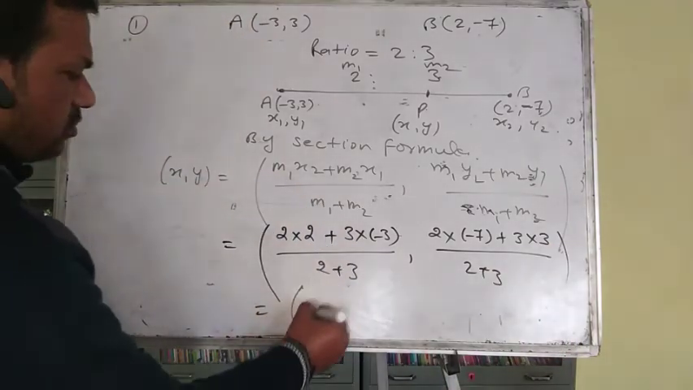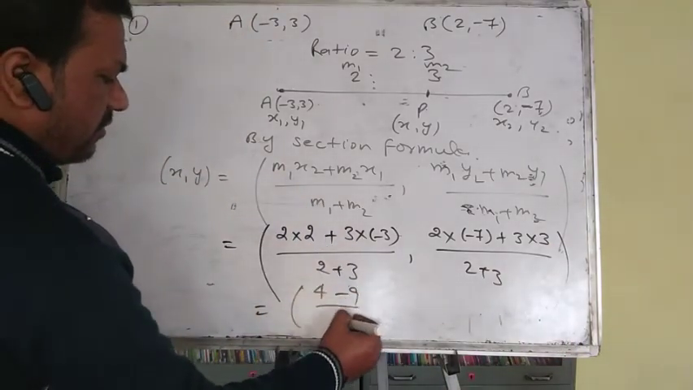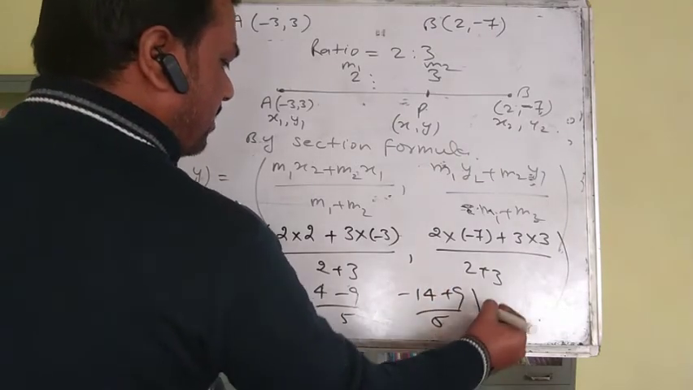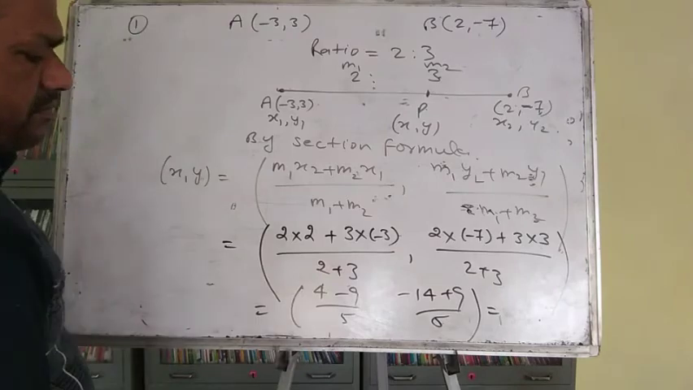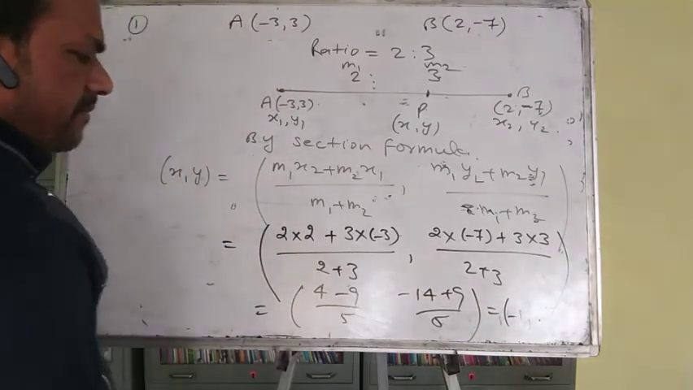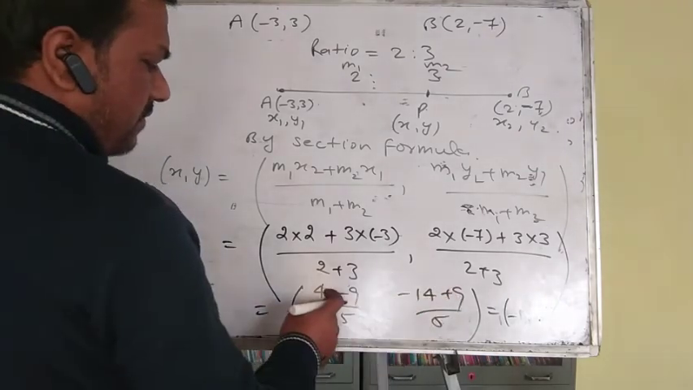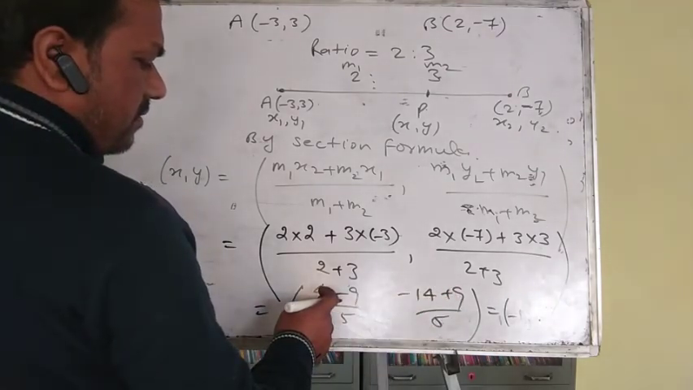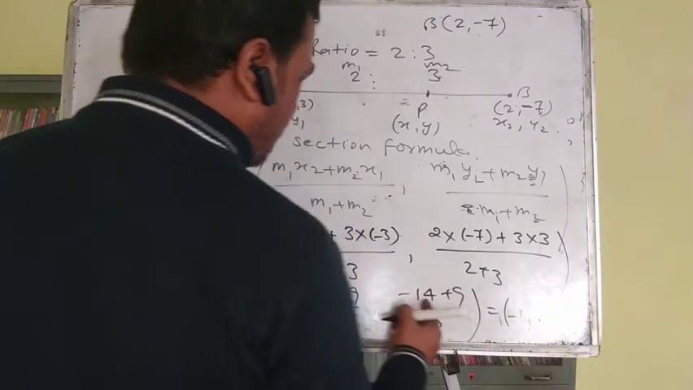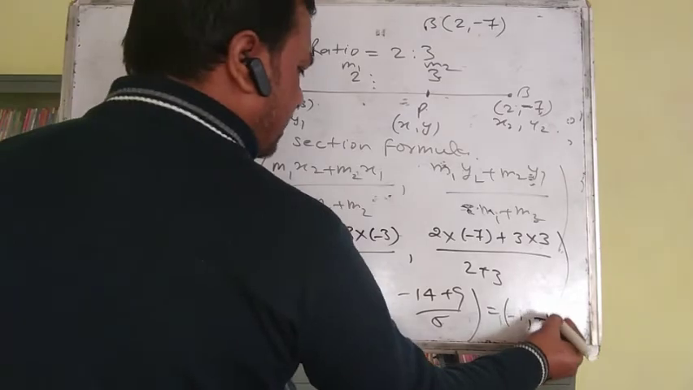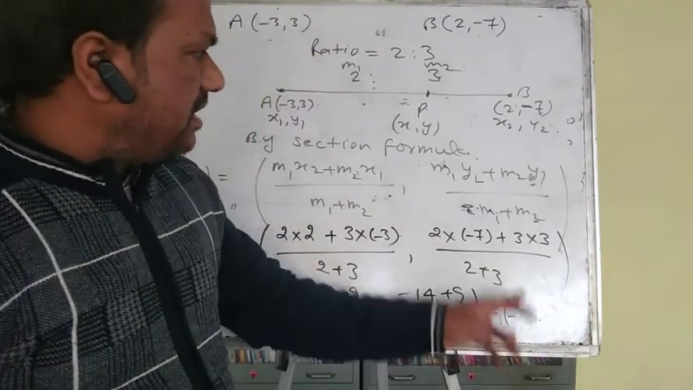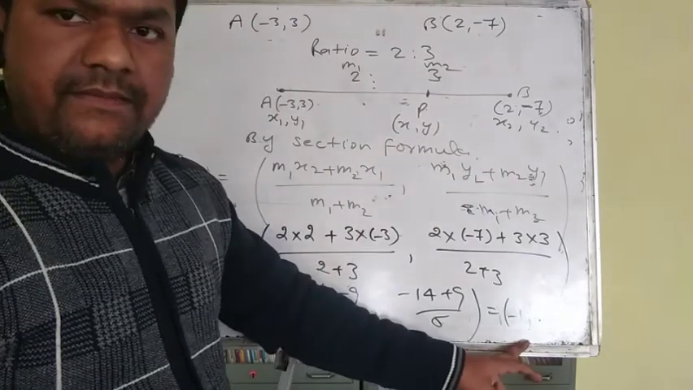Now this is (4 minus 9) upon 5, comma (minus 14 plus 9) upon 5. This is equal to minus 5 upon 5, comma minus 5 upon 5. So this is minus 1 comma minus 1. This is the dividing point x comma y.